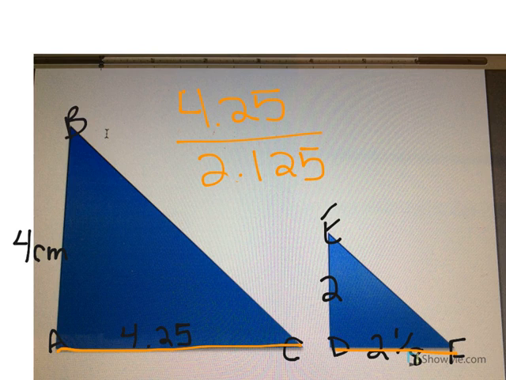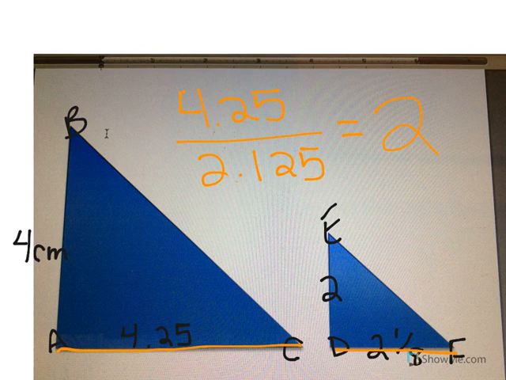So we're sticking with the theme here of ratios that we've been talking about throughout this chapter. And so we're comparing the side lengths of these two triangles by setting up a ratio of the corresponding sides. So I have the ratio of AC to DF. And when I set up this ratio, I have 4.25 over 2.125. And if I do the division, I get 2, the whole number.